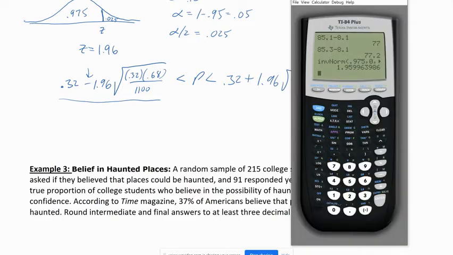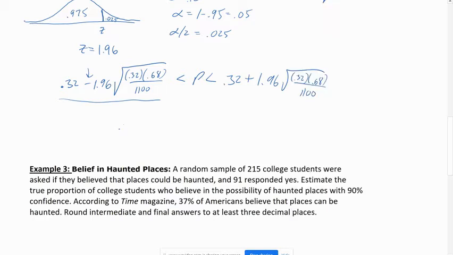Okay, so in our calculator, 0.32 minus 1.96 times the square root of 0.32 times 0.68 divided by 1,100. Now I right arrow to move out of the radical and press enter. So that gives us 0.2924. Is less than p is less than.